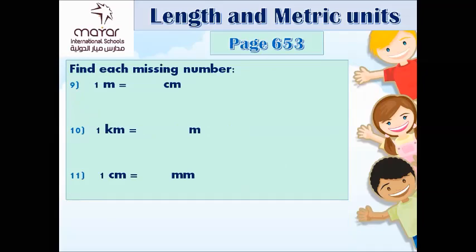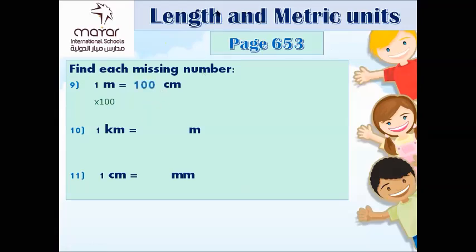Now find each missing number. 1 meter equals how many centimeter? What do we do? Excellent. We're gonna multiply by, who remembers? By 100. So 1 times 100, which is 100 centimeter. Excellent.